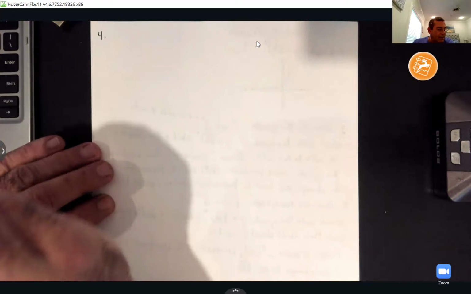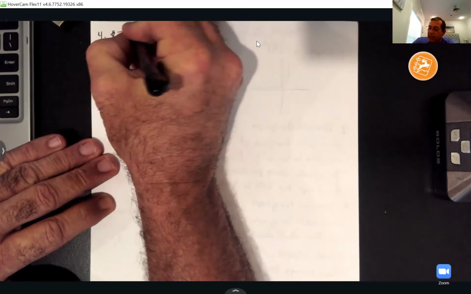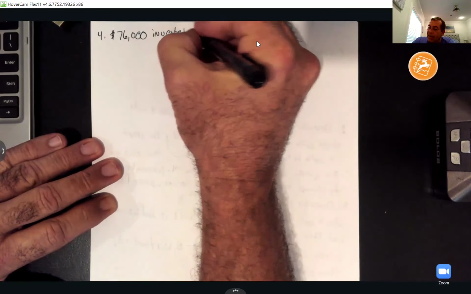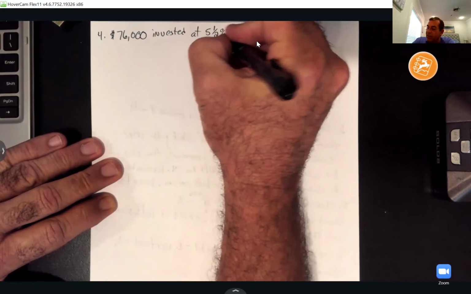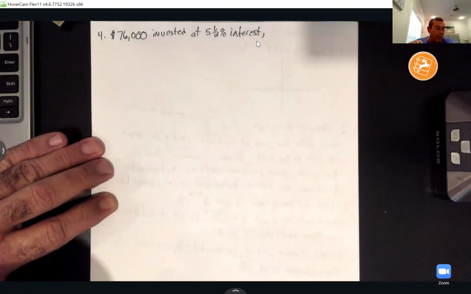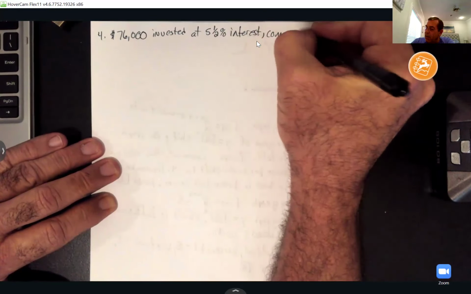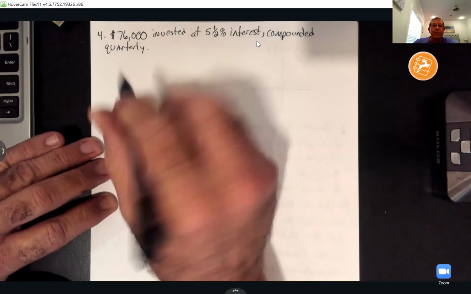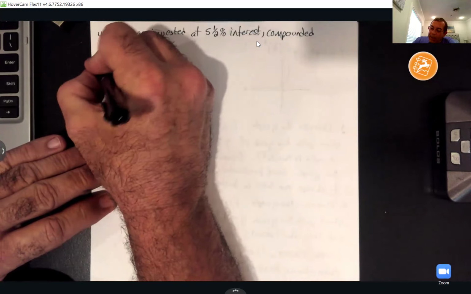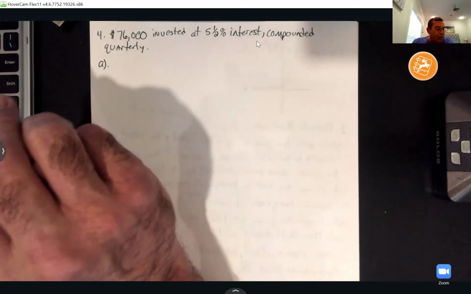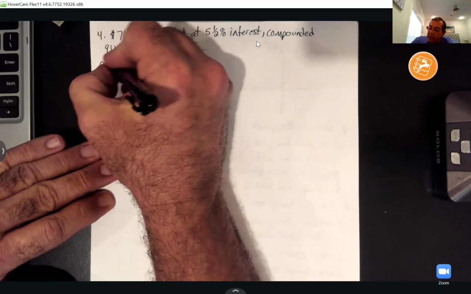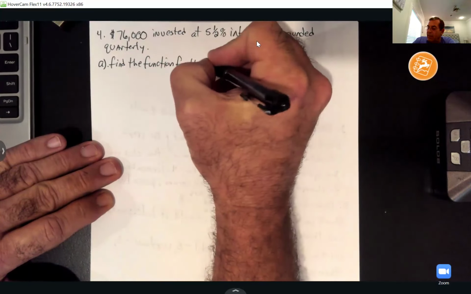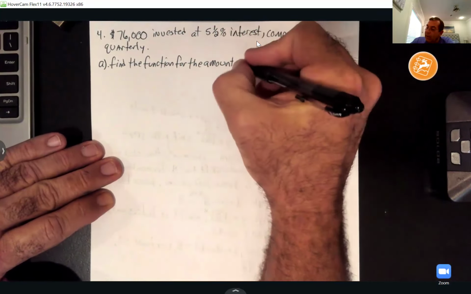So number 4 says, suppose $76,000 invested at 5.5% interest, compounded quarterly, okay, so that's the information they're giving me on this one. So for part A, they want to find the function for the amount that the investment grows. So find the function for the amount the investment grows.